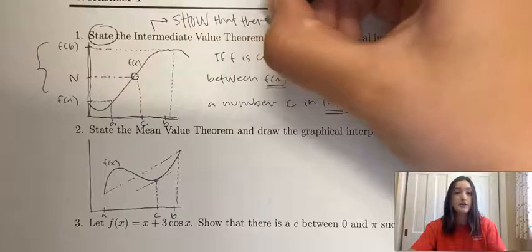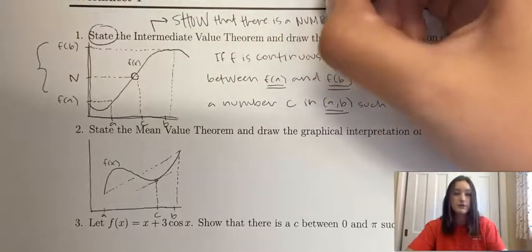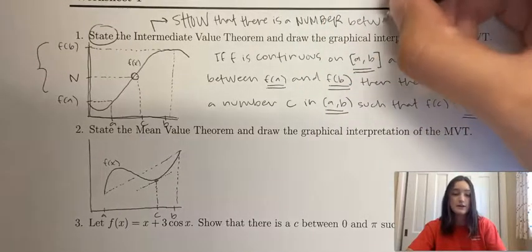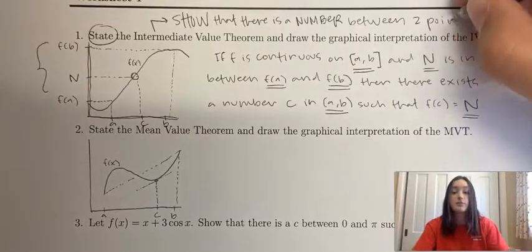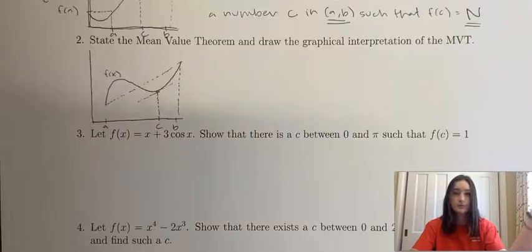So the next thing that we're going to be doing is the mean value theorem. And the mean value theorem is different from IVT because you're actually going to be using calculus, you're going to be taking derivatives. And instead of showing that there is a number between 2 points, you're trying to show with MVT that two things actually equal the same number. So let's work through this one.